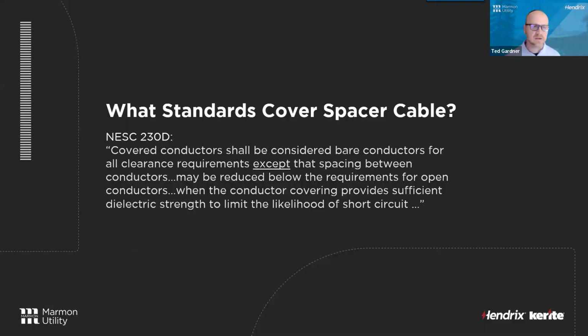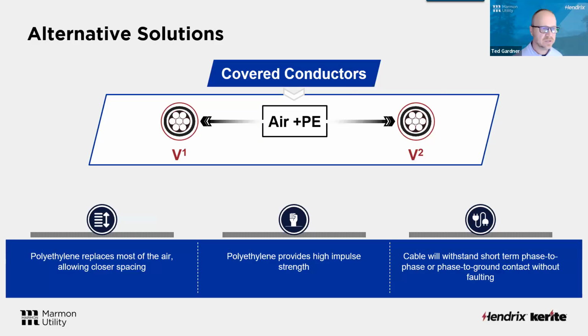If we look at the NESC code 230D, it says that covered conductors shall be considered primarily bare conductors for mostly clearance requirements, except that the spacing between those conductors can be reduced. So essentially, the original concept of aerial spacer cable was to replace a good percentage of that air used as insulation with a polyethylene covering on the conductor. So we can shrink the overall footprint of a spacer cable system quite significantly. And we'll talk about some of the specific dimensions here in a minute.